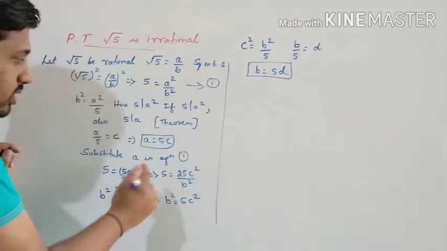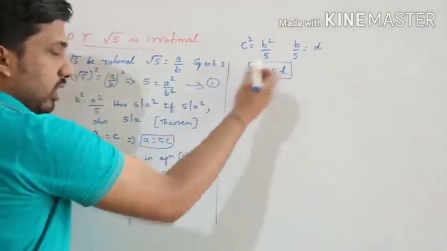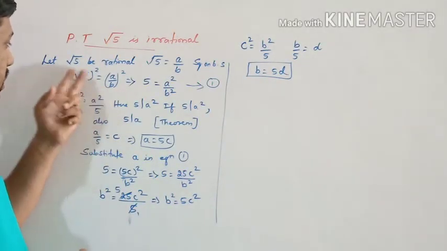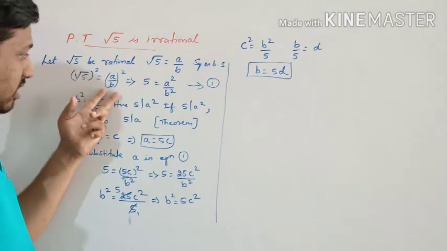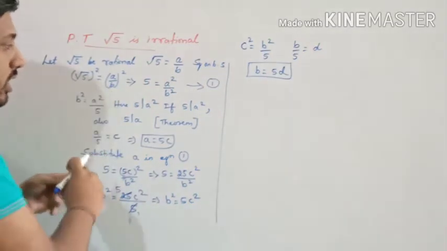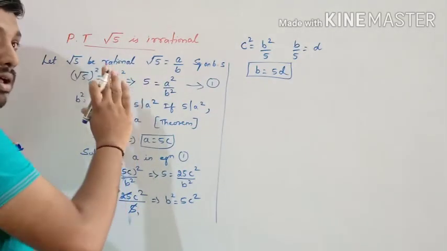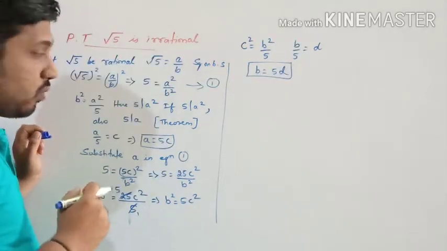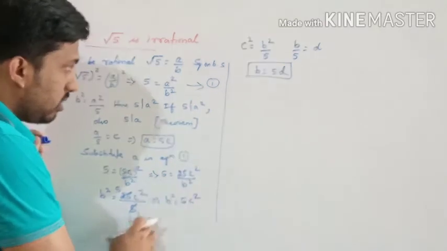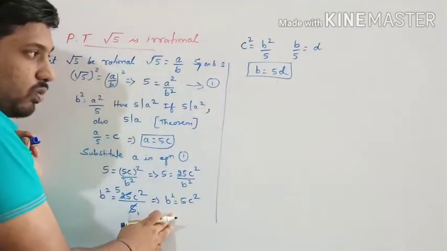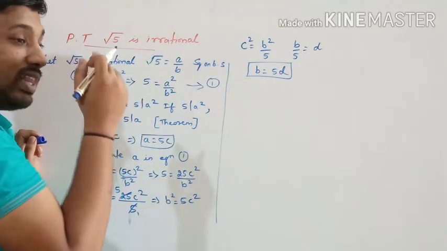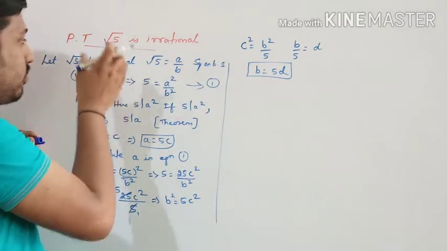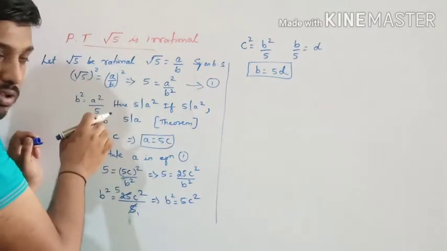In both, 5 is the same, right? Initially, what condition did we take? We took root 5 as a rational number such that a and b are co-primes, which means they don't have any highest common factor. Whereas with this condition, we got a common factor that divides both. So this is a contradiction to the assumption we took initially.